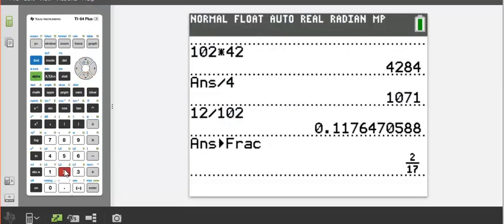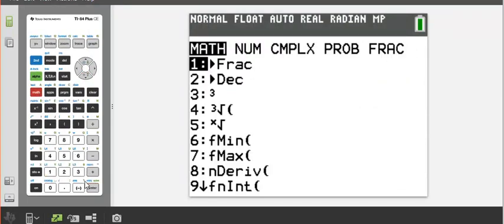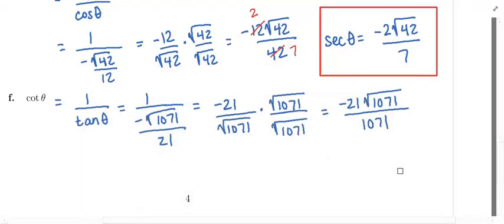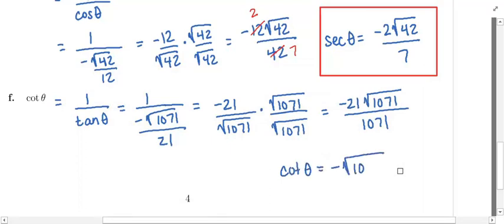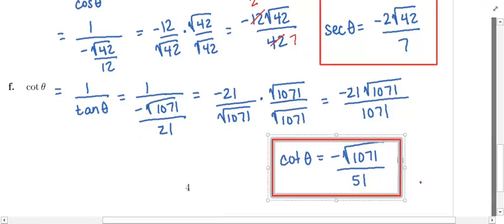So let's see, we're going to have 21 over 1071, convert it to a decimal. Okay, 1 over 51. Okay, so I'm going to write down that the cotangent of theta is negative square root of 1071 over 51. Okay, box the answer. And again, that was because 21 goes into 21 once, and it goes into 1071 51 times.